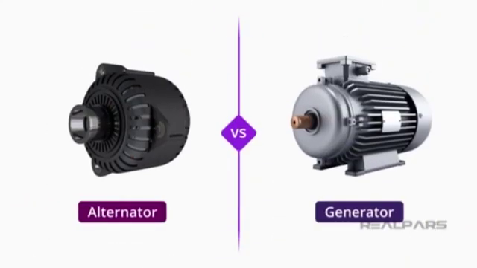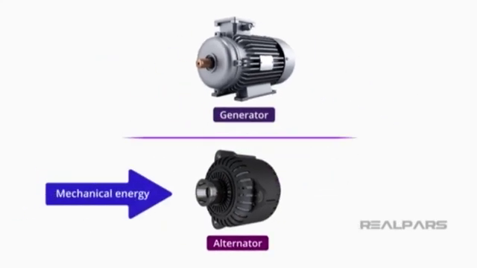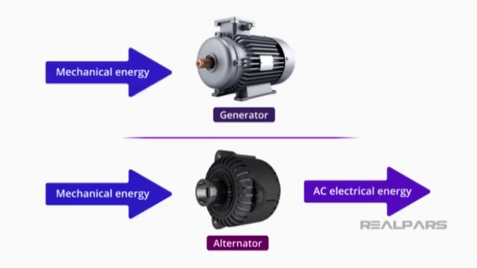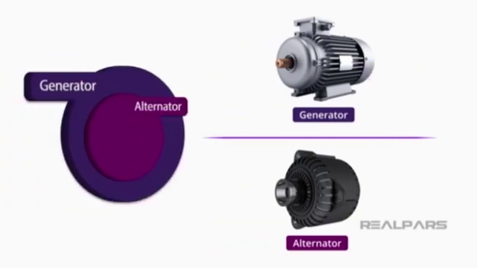What's the difference between an alternator and a generator? Well, as we said earlier, an alternator is a device that converts mechanical energy into AC electrical energy. By definition, a generator is a mechanical device that converts mechanical energy to either AC or DC electrical energy. So, by definition, it's probably safe to say that an alternator is a generator.